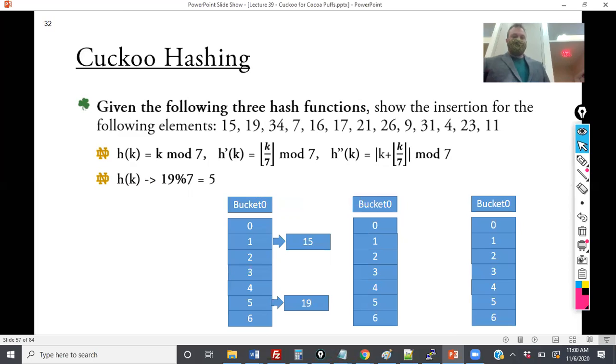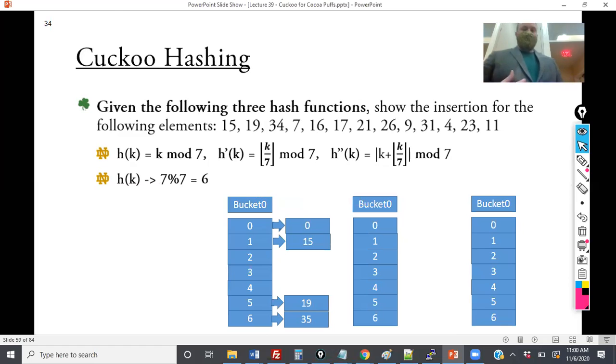Very good, it's going to go into 5. Now we're going to have 34. So what's 34 going to be? 6, very good. Now we have 7. So 7 mod 7 is going to be 0. So we're quickly filling up this first hash.